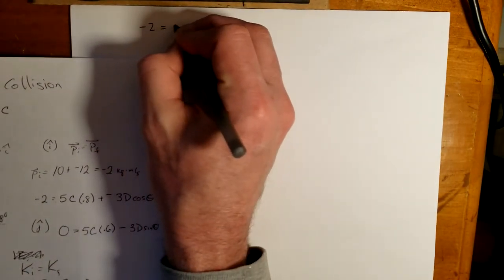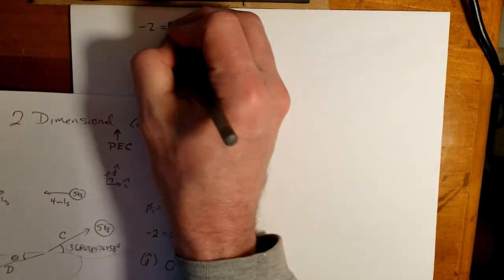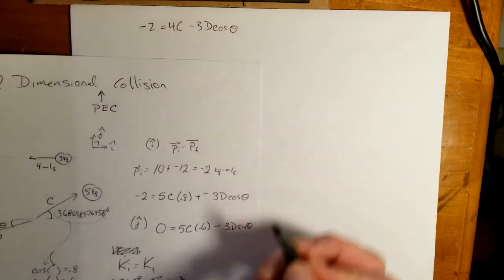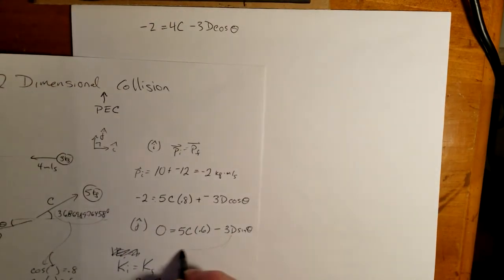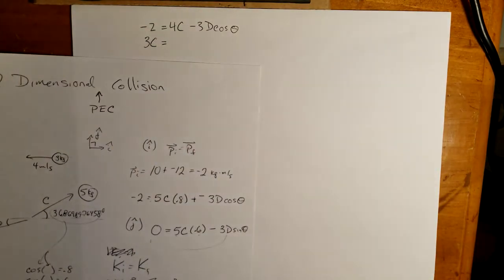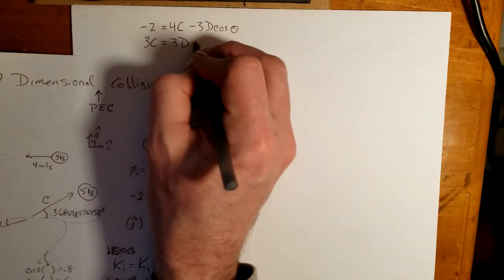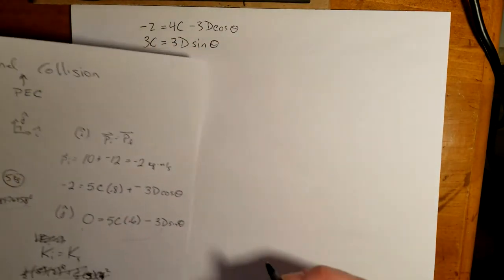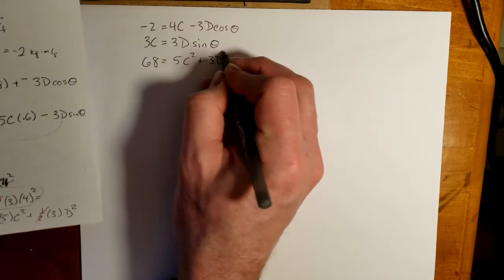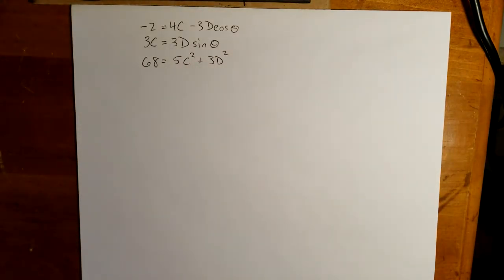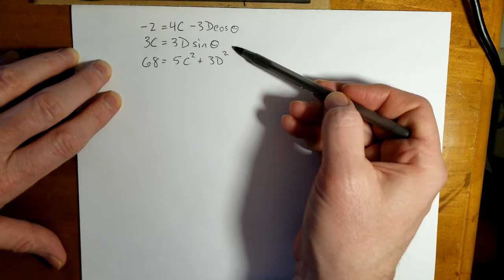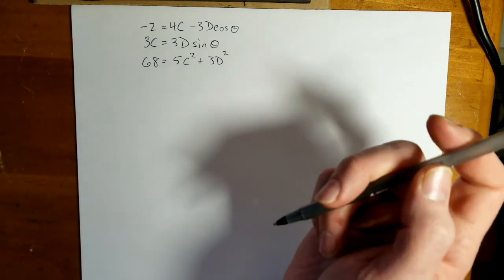So my three equations: negative 2 is equal to 4c minus 3d cosine theta. Let's bring this over to the other side, and 5 times 0.6 is 3, so I have 3c is equal to 3d sine theta. And my final equation is 68 is equal to 5c squared plus 3d squared. So those are my three equations. I have three unknowns, definitely solvable. Again, this is conservation of momentum in the i direction, conservation of momentum in the j direction, and then conservation of kinetic energy because it's perfectly elastic.